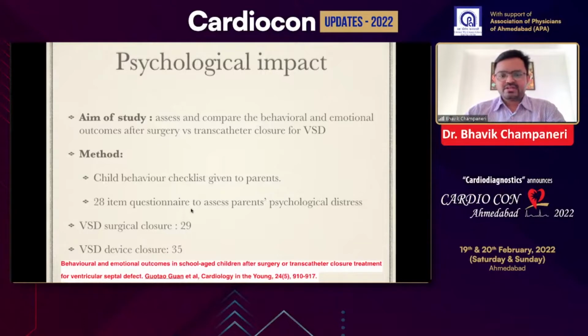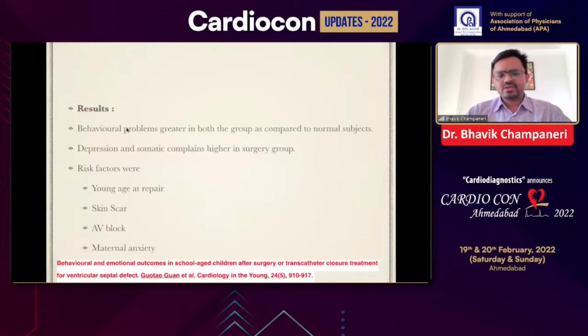29 patients were in the surgical group and 35 patients were in the device group. The results were that behavioral problems were greater in both groups when compared to normative data or the normal population. But when comparing the surgical and device groups, depression and somatic complaints were higher in patients who underwent surgery. Risk factors found to be significant were young age at repair, having a sternal scar, atrioventricular block, maternal anxiety, etc. So again, it shows that psychological trauma after surgery is relatively higher as compared to transcatheter device closure.